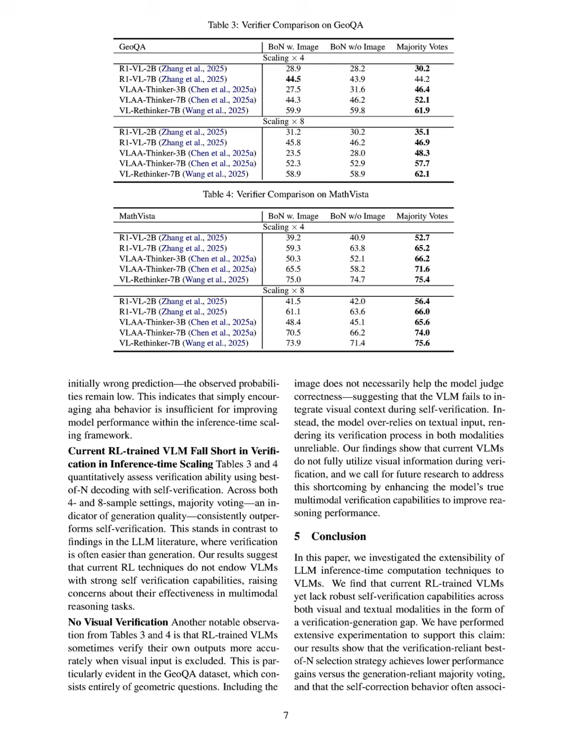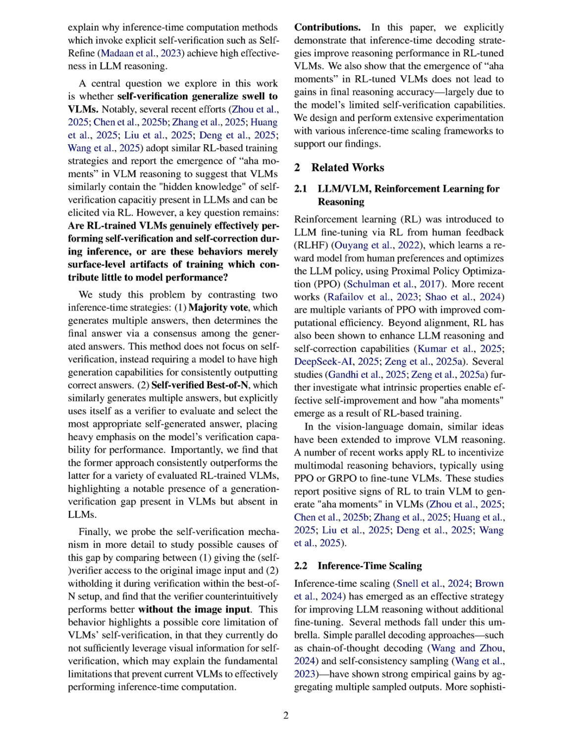Our proposed method aims to address the limited self-verification capabilities in vision language models, VLMs, particularly during inference-time computation. We identify a significant gap where existing RL-trained VLMs struggle to effectively utilize visual information for self-verification, leading to a generation verification gap that is not present in large language models, LLMs.